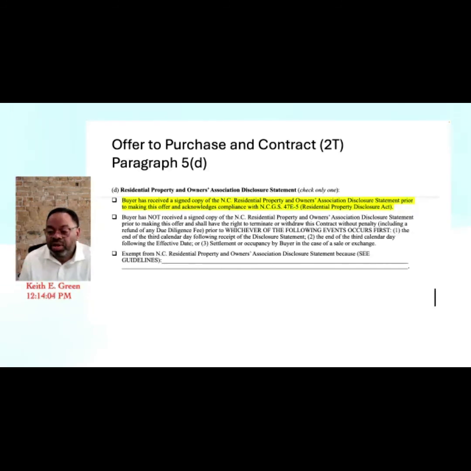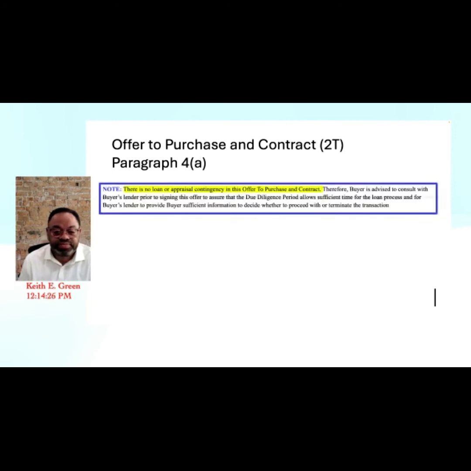I didn't know how long it was going to take me to go through it, but I felt like I wanted to bring out and point out some important things regarding the forms that we use. Any other questions? Got one. Can I go back over 4A? Sure. Let me pull up my notes real quick.